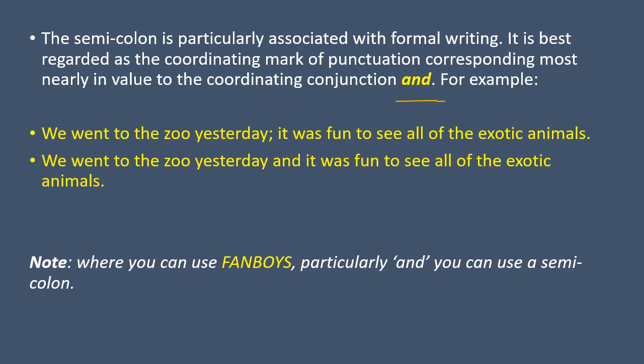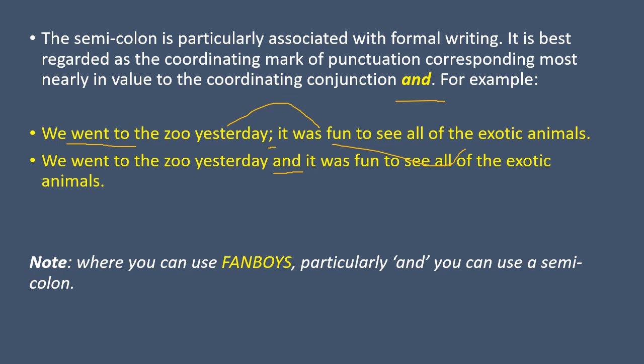Now, you can see that this is one sentence and this is the second sentence. Both these sentences are almost on the same topic or very close in meaning. So you could write this like this: we went to the zoo yesterday and it was fun to see all the exotic animals. Either you can use "and", or you can use a semicolon. It's a very simple punctuation mark. Where you can use a conjunction, you can use a semicolon.